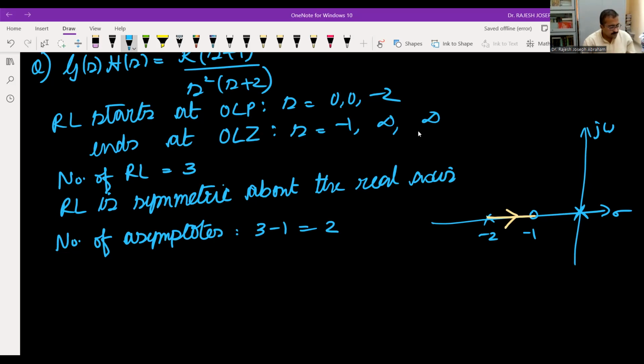Which is 2. Number of asymptotes is P minus Z. This is 3 and we have one finite zero here. So 3 minus 1 is 2. Right. Then centroid.